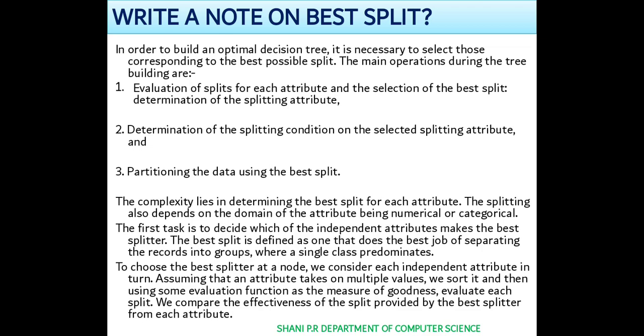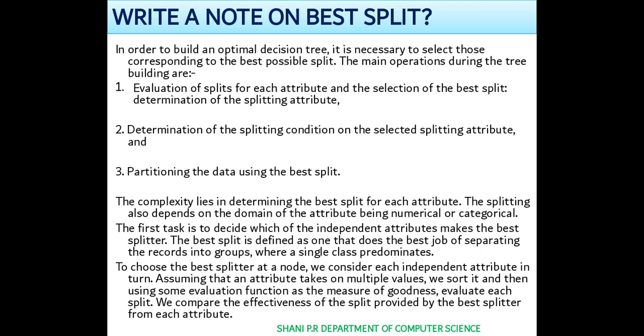In order to build an optimal decision tree, it is necessary to select the best possible split. The main operations during tree building are: first, evaluation of splits for each attribute and the selection of the best split, which is the determination of the splitting attribute. When we are making the decision tree, we first need to split each attribute in a different section. We are determining the splitting attribute.